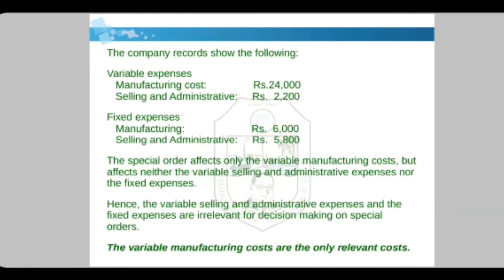If the variable manufacturing cost for creating 1 lakh products that we are going to sell for 26 rupees per unit is high, we won't accept the order. If variable manufacturing cost is low, then we will accept the order. So in this case, the variable manufacturing costs are the only relevant cost. That is the information on the basis of which we are going to decide whether to accept the order or not.